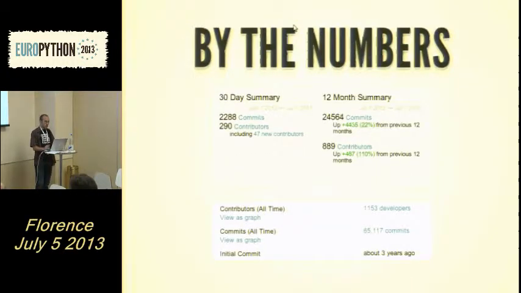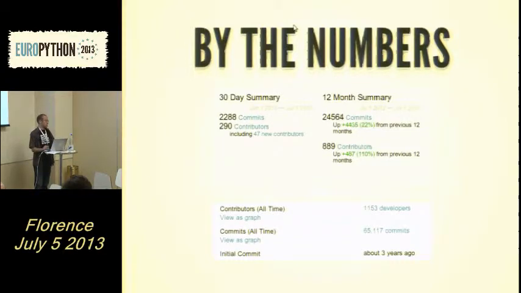So by the numbers, in the last 30 days, this is also from Ohloh, there have been 2,200 commits from 290 contributors. Over the last 12 months, it's been 24,000 commits and just under 900 committers. So that's a huge scale. There are very few projects in Python that work at this scale. Things like the Linux kernel are massively bigger than this.